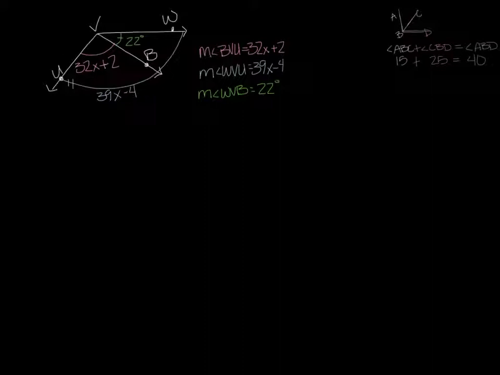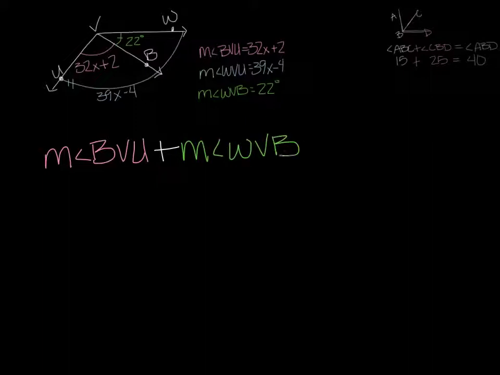All right, so let's start with our angle addition statement. We know that the measure of angle BVU plus the measure of angle WVB equals the measure of angle WVU.